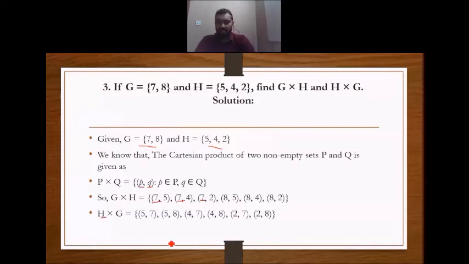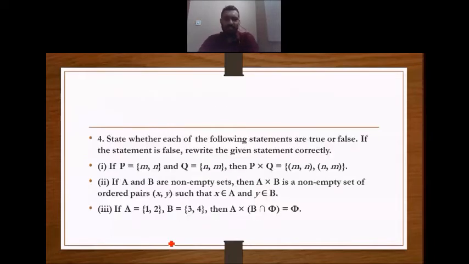So (5, 7), (5, 8), then (4, 7), (4, 8), then (2, 7) and (2, 8). So this is the next, fourth question. State whether each of the following statements is true or false. If the statement is false, rewrite the given statement correctly. If P equals {M, N} and Q equals {N, N}, P cross Q equals {(M, N), (N, N)}. Is it true or false?